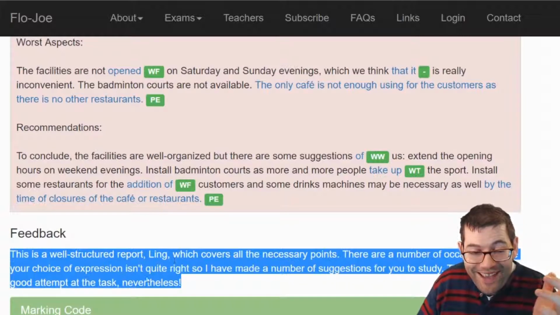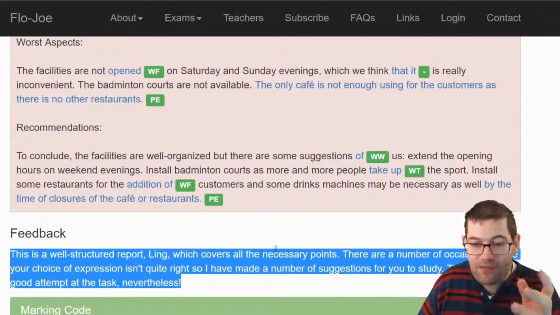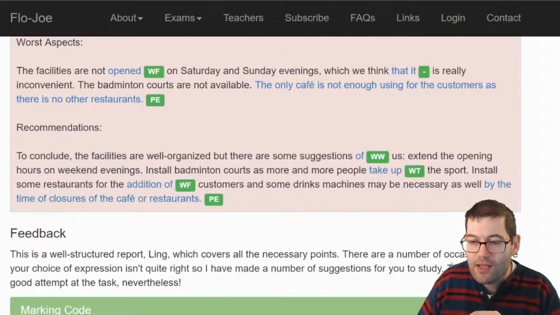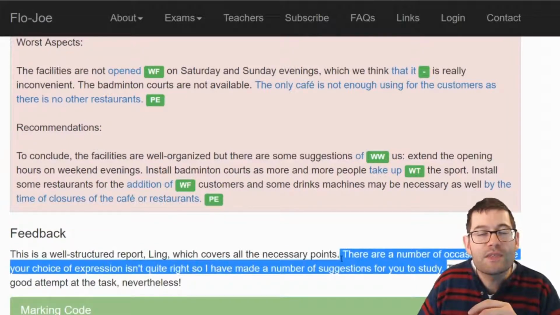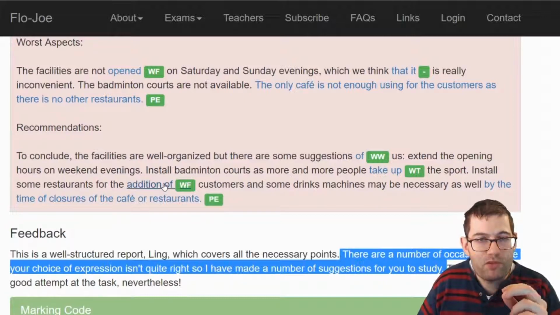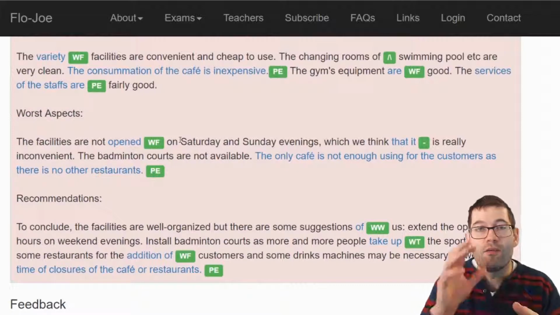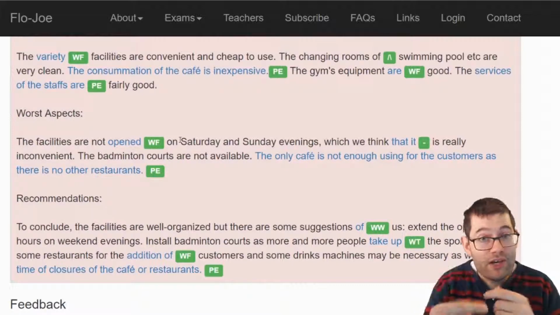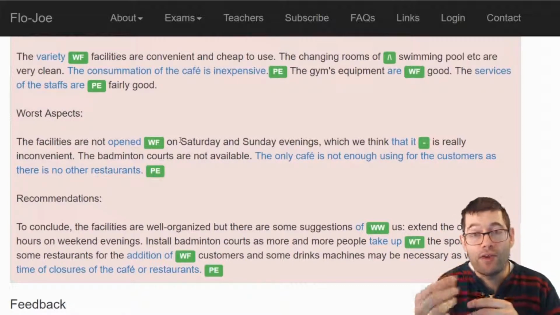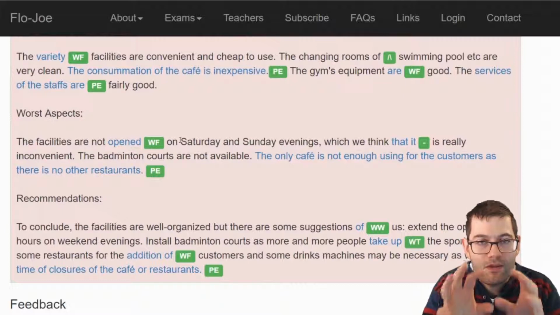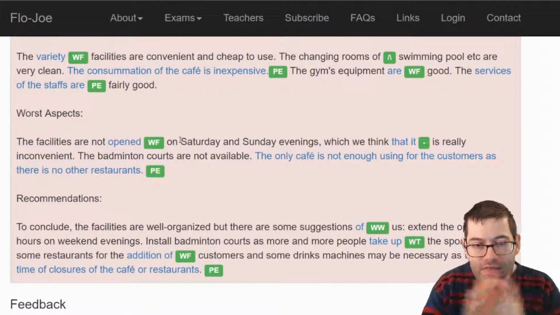Sounds obvious, doesn't it? This is a well-structured report, and it covers all the necessary points. There are a number of occasions where your choice of expression isn't quite right, so I've made a number of suggestions for you to study. This is a fairly good attempt at the task, nevertheless. Now, if I were you, I would have a look at these mistakes, these poor expressions, find them in the text, read them, see what the corrections are, and learn those corrections just in case you're making those same mistakes. Now that's for the FCE.